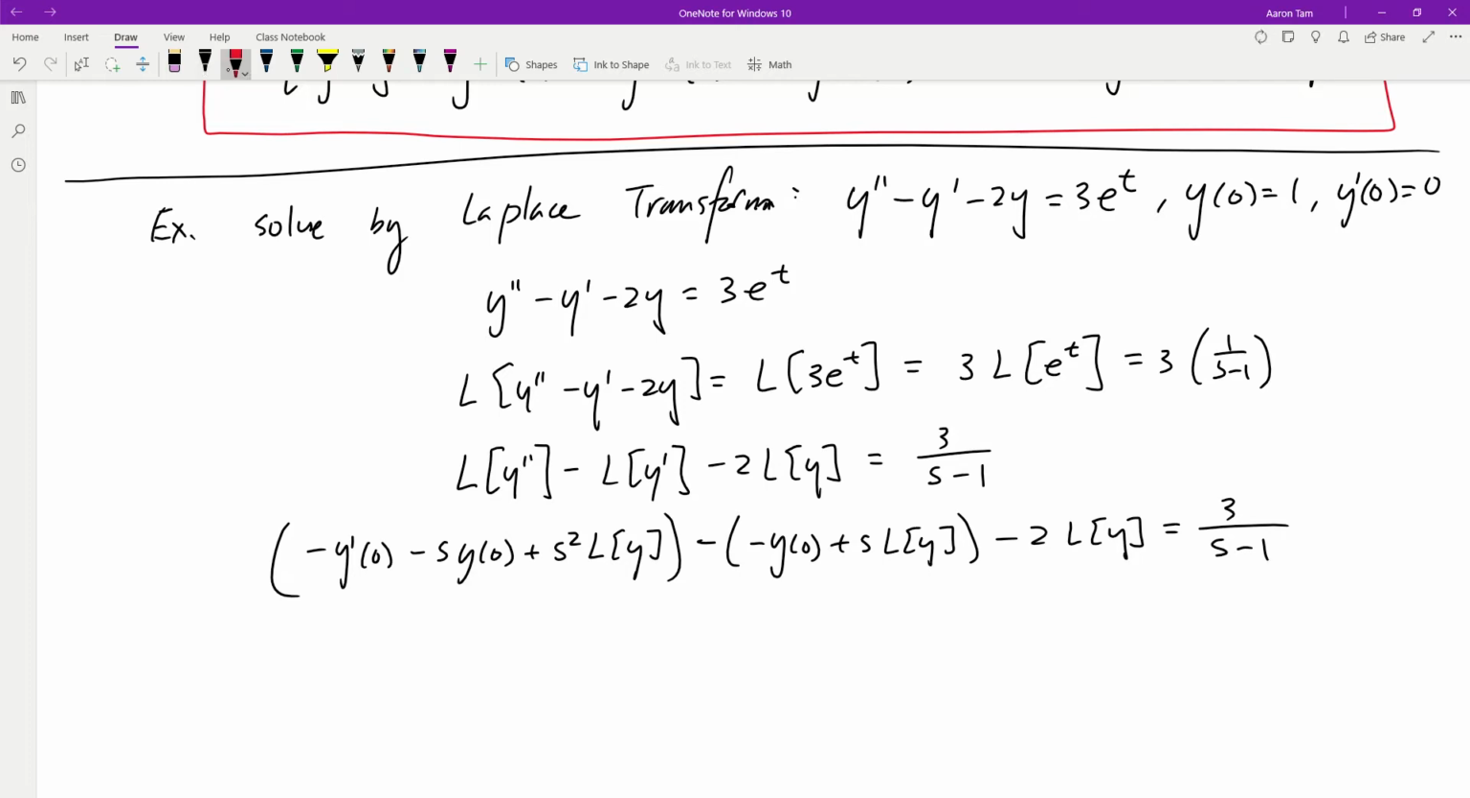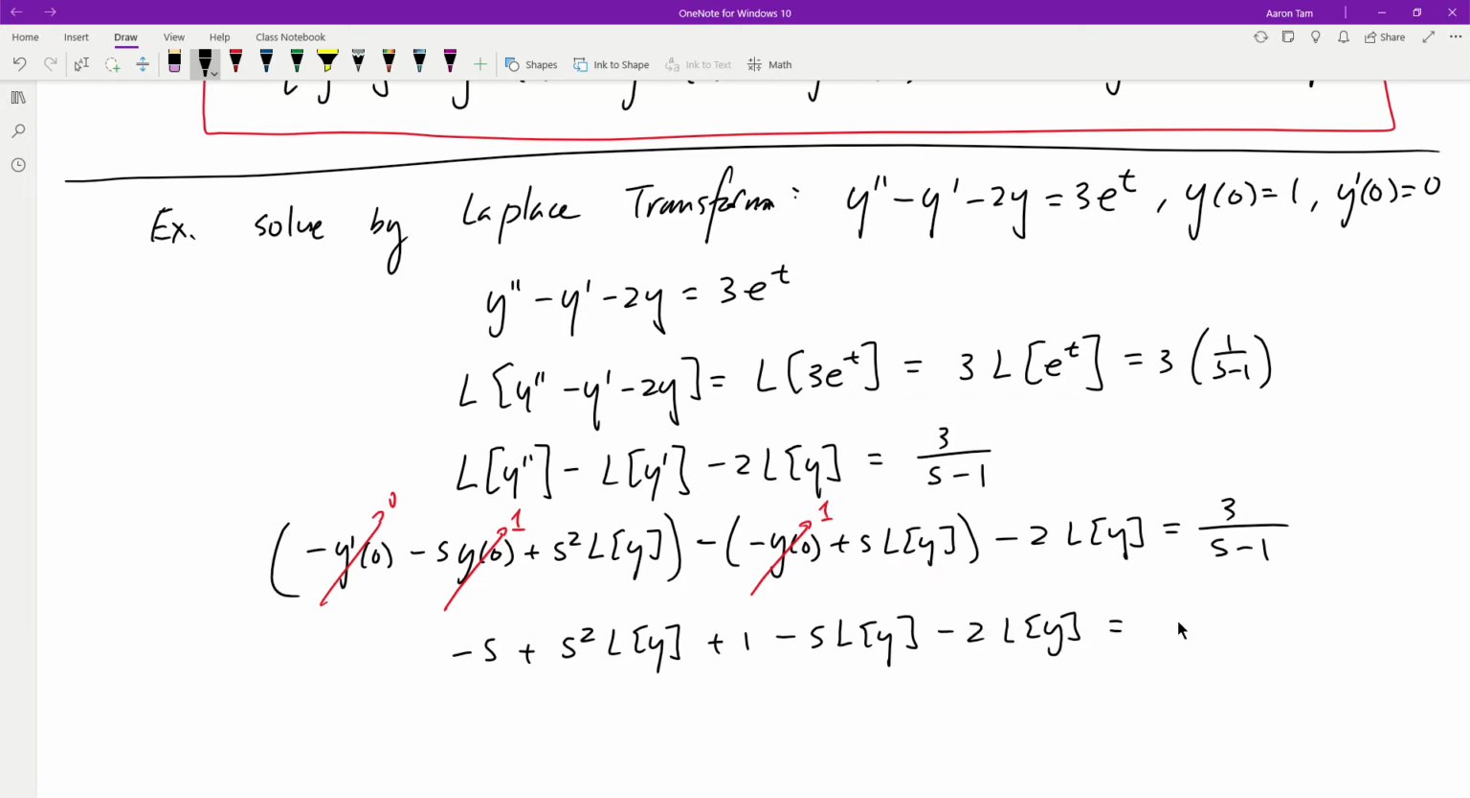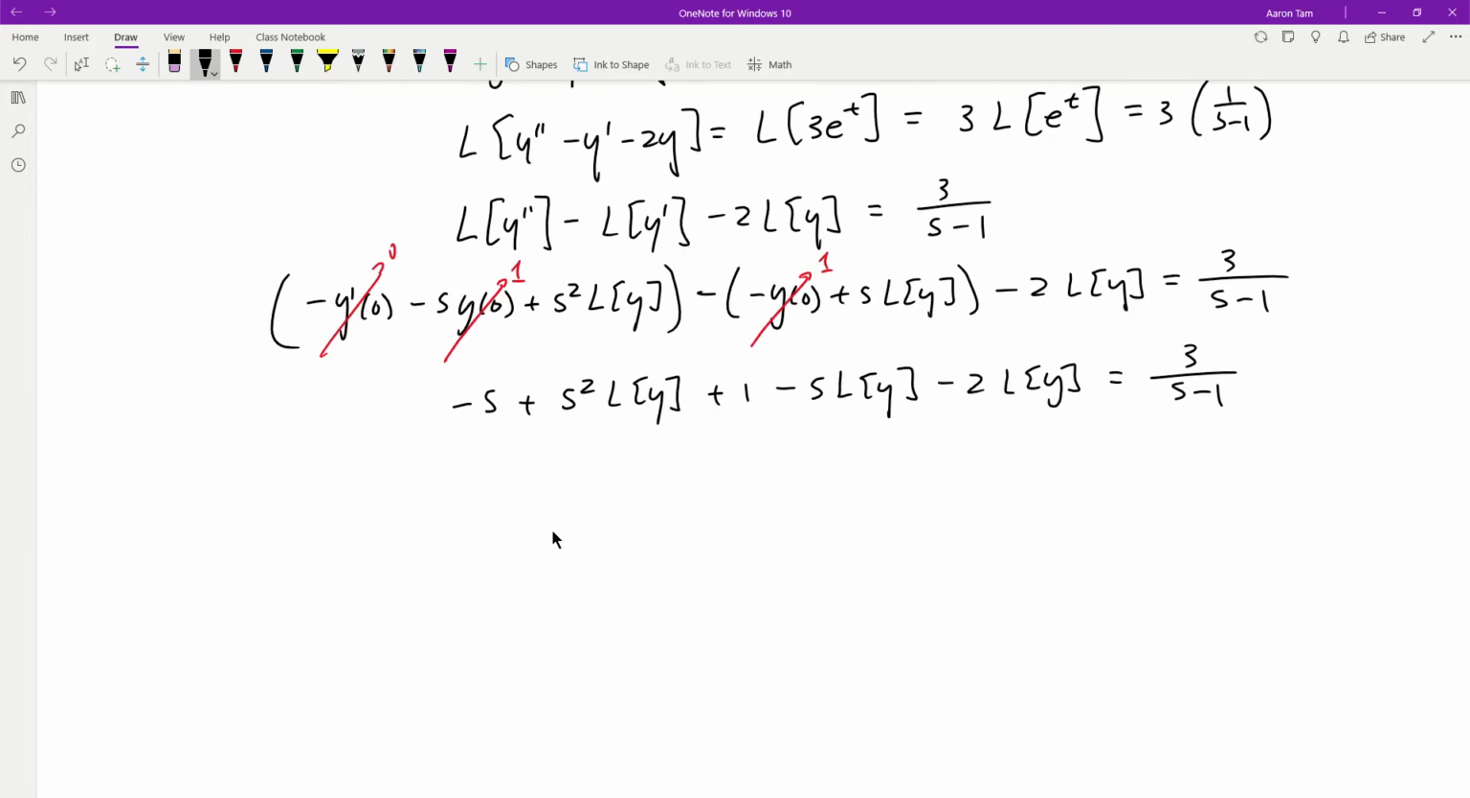So y prime of 0 is 0, so that goes to 0, and y of 0 is 1, and so that also goes to 1. So if I'm looking at this correctly, that gives me negative s plus s squared Laplace transform of y, minus negative 1 becomes plus 1, and minus s Laplace transform of y minus 2 Laplace transform of y equal to 3 over s minus 1. So now let's see what we need to do.